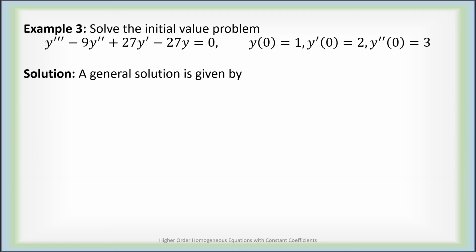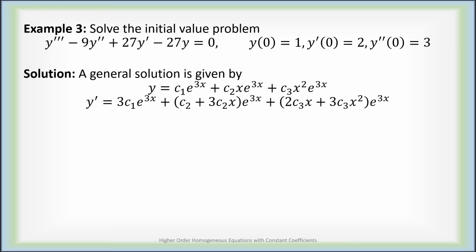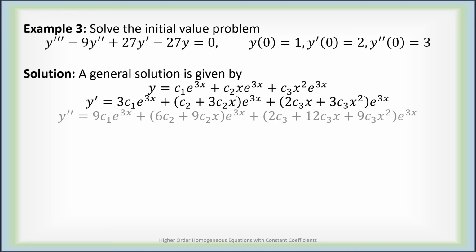So we've determined that a general solution is given by the following expression, but there are 3 constants whose values we don't know. It's time to start using the initial values. So we compute y'. This is a constant times e^(3x), so its derivative is 3 times the constant times e^(3x). Here we have an x e^(3x). Up to factoring out this constant c2, the derivative of x e^(3x) is going to be (1 + 3x) e^(3x), and the derivative of x^2 e^(3x) is going to be (2x + 3x^2) e^(3x).